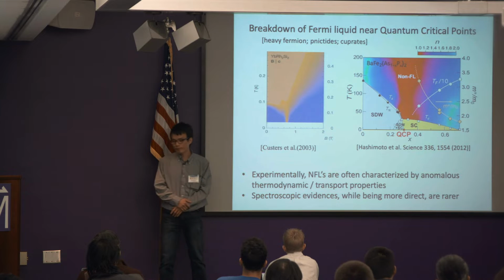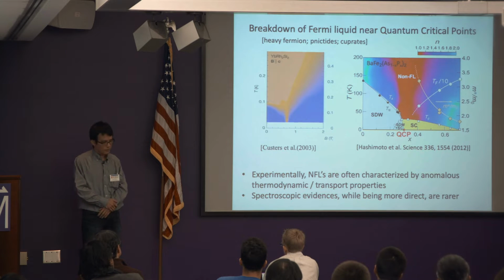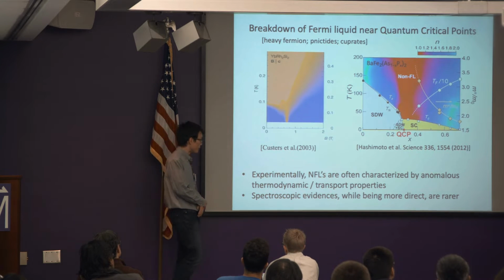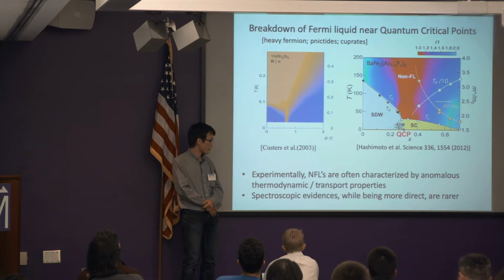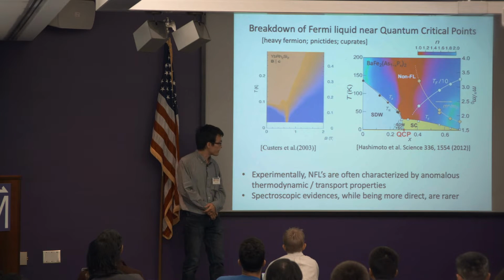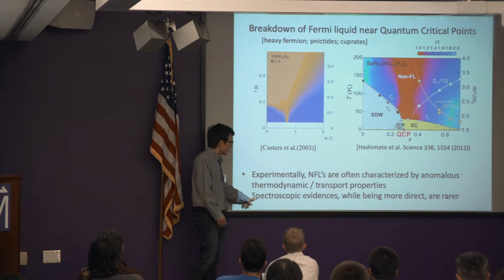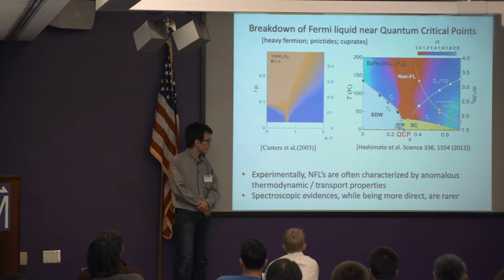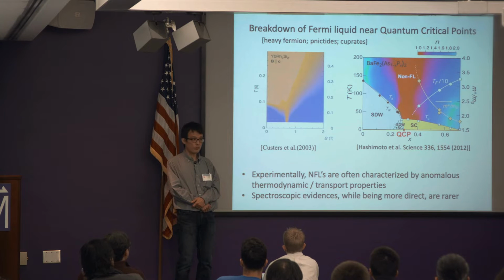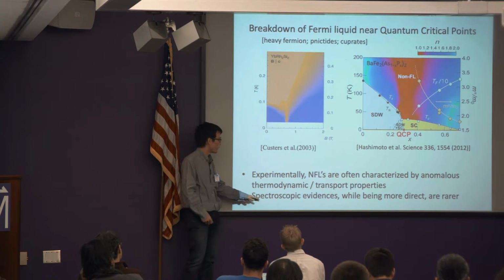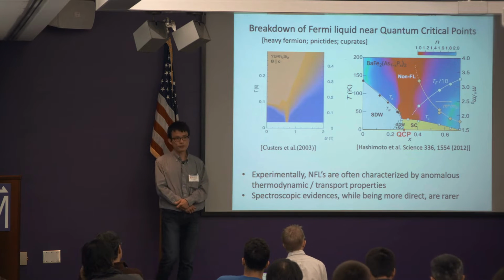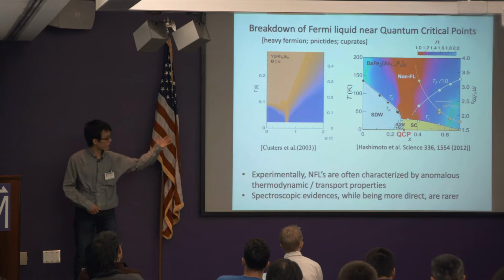And experimentally, people often characterize non-Fermi liquids in terms of anomalous temperature dependencies in thermodynamic quantities and transport properties. From a theoretical point of view, spectroscopic quantities like spectral functions are more direct probes, but they are harder to measure experimentally. So there are far fewer spectroscopic evidences in those materials.